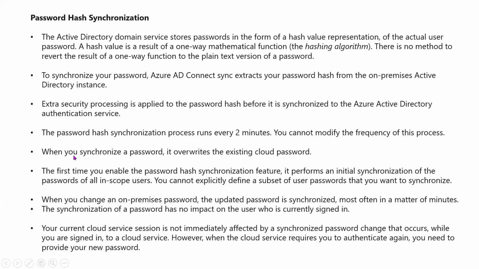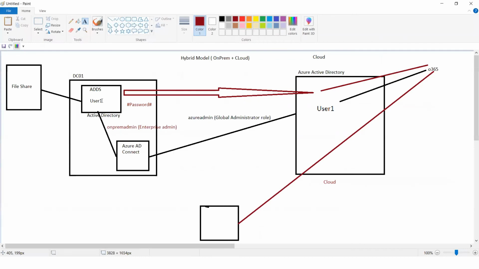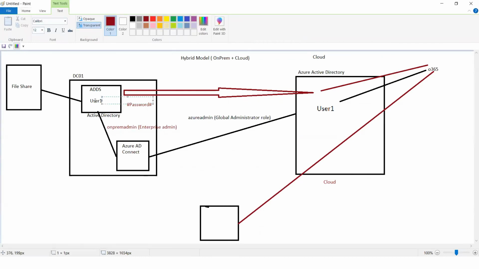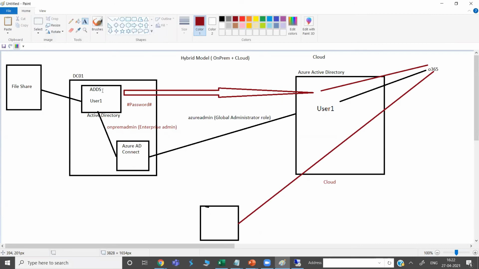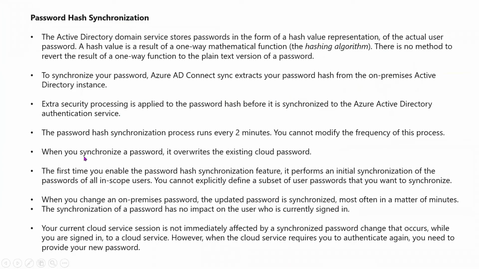So suppose there is an on-prem user account, here you have a user account, user one. Here you reset the password, you change the password now. So what will happen? For this changed password to reach from here to here, it will take at least 2 minutes, and you cannot change it. Why 2 minutes? Because every 2 minutes, the sync happens. So that is what it is saying here: the password hash synchronization process runs every 2 minutes. You cannot modify the frequency of this process.